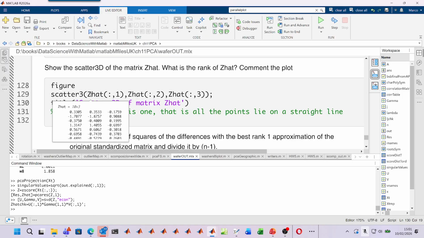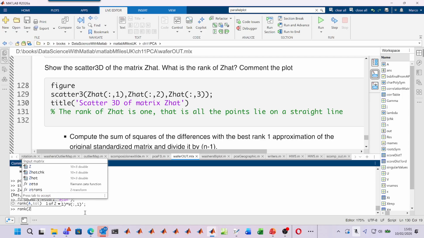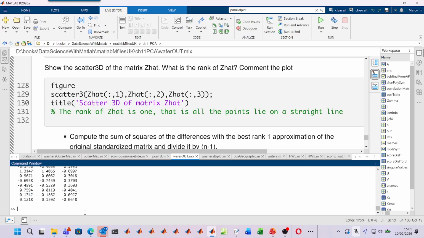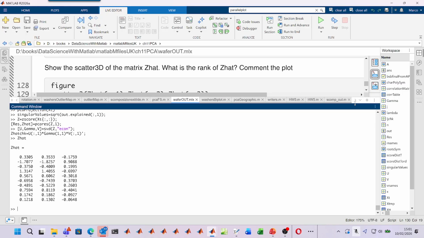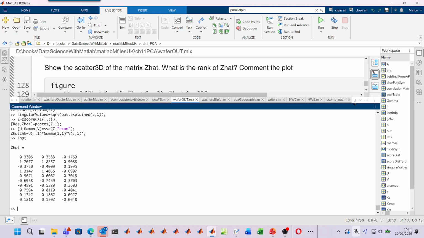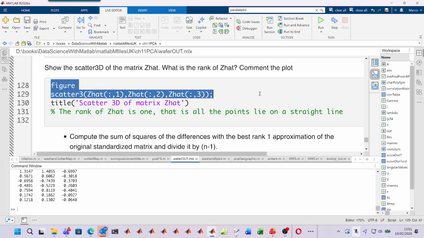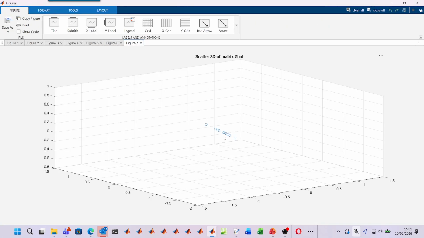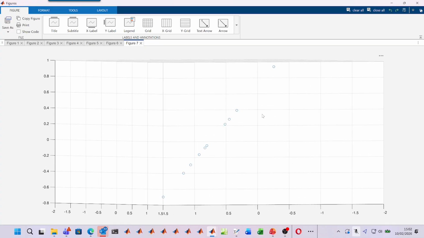Now Z hat, what is the rank of this matrix? Z hat is a matrix which wants to represent our Z. This has rank 1. If this matrix has rank 1, when you show the points of this matrix with this code, you have the 3D scatter, what do you expect? If this matrix has rank 1, all the points lie on a line. And here it is. These are the points in the 3D space. They all lie on a line.